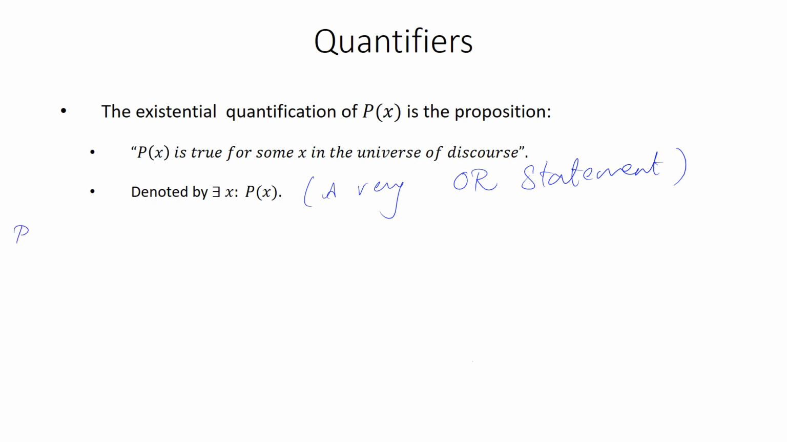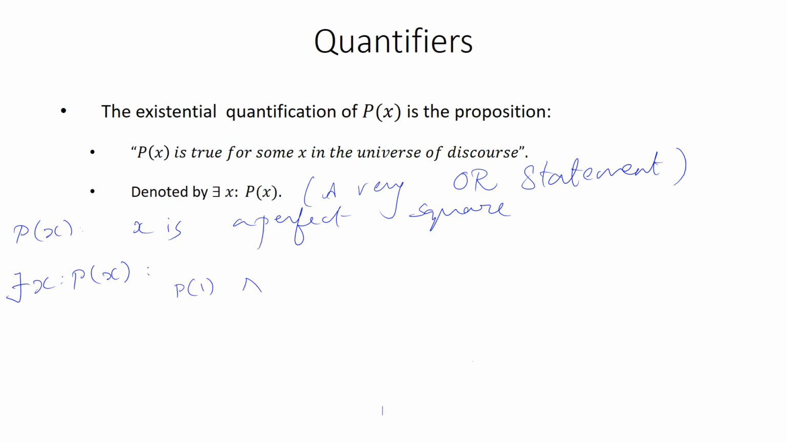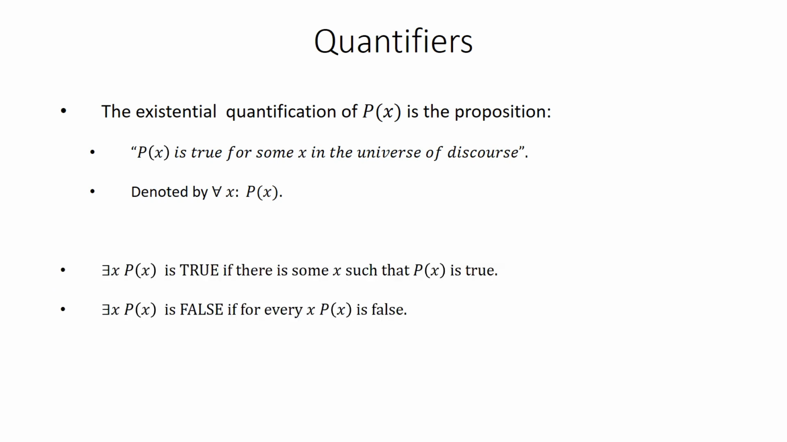Like before, if we take the example P of x, x is a perfect square, there exists x P of x can be written as P of 1 or P of 2 or P of 3 and so on. Now this is a proposition whose value is true because we know that P of 1 is true. This brings us to the following observations. To prove a proposition of the form there exists x P of x, we just need to show that there is some x such that P of x is true.